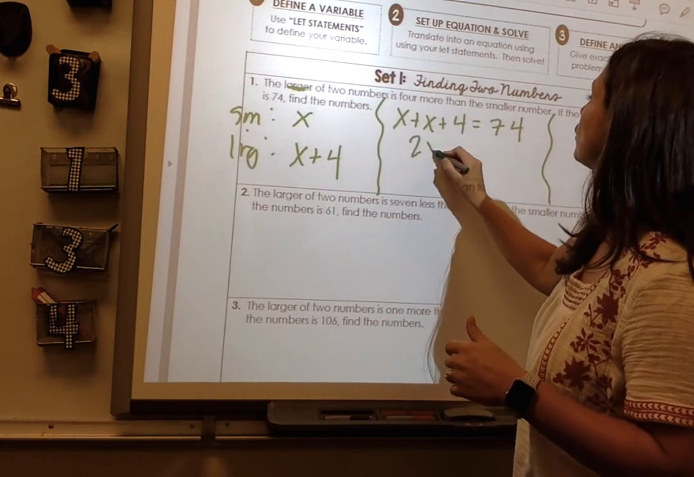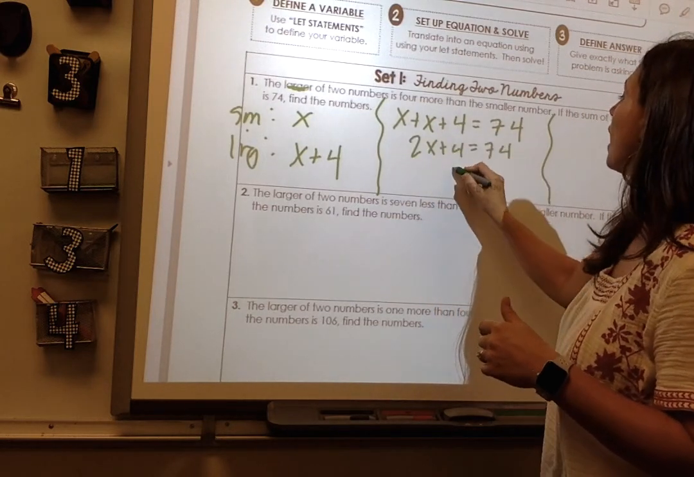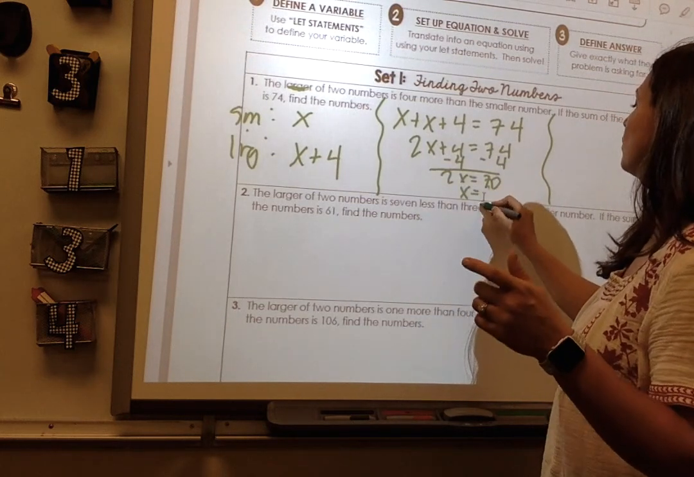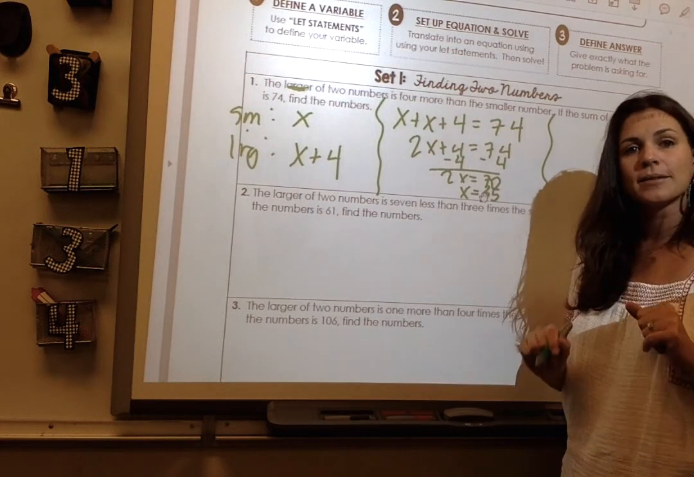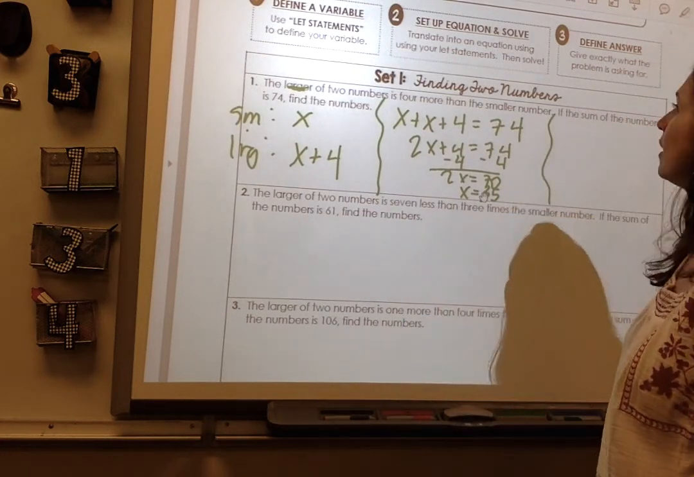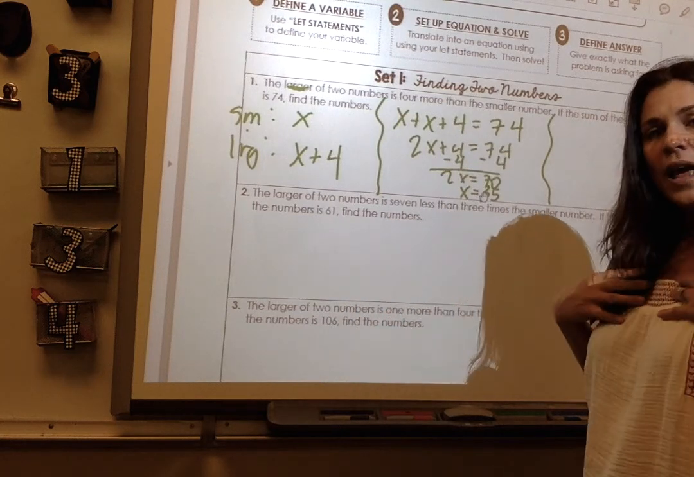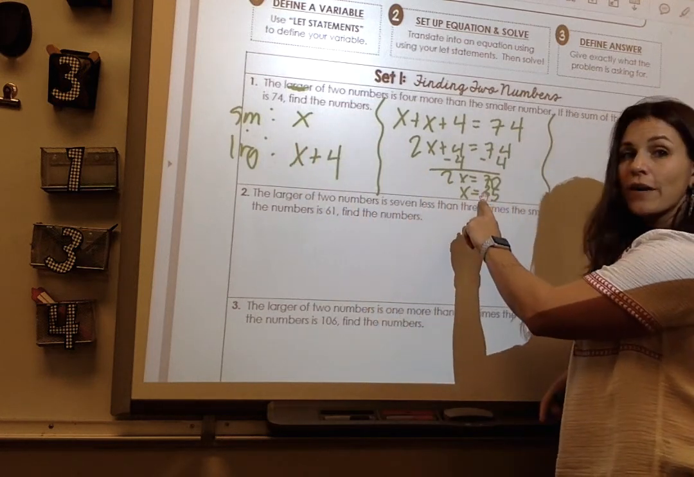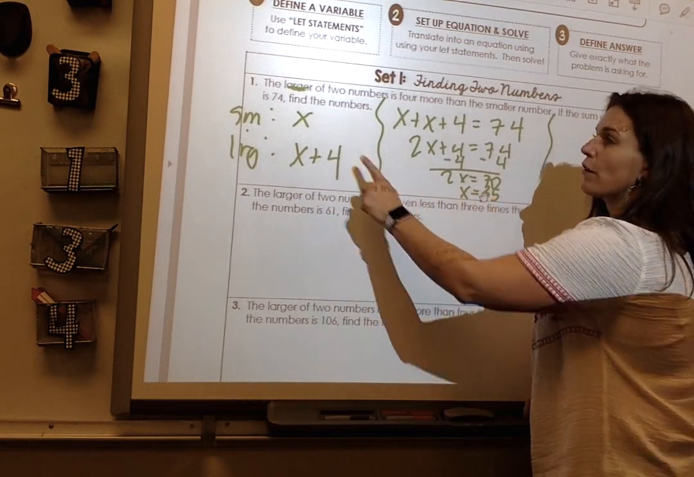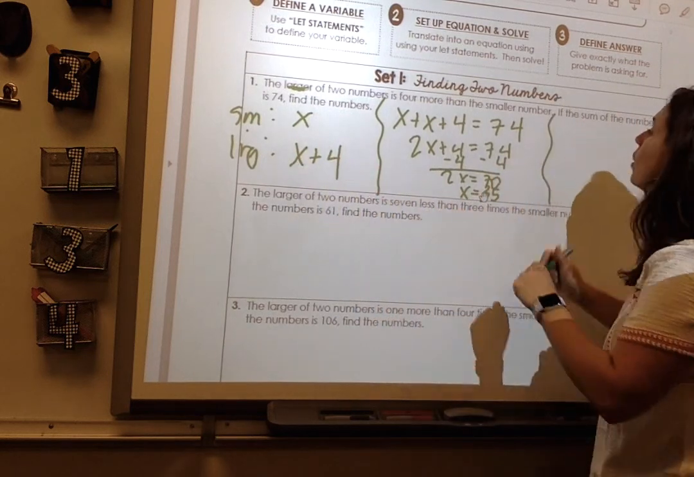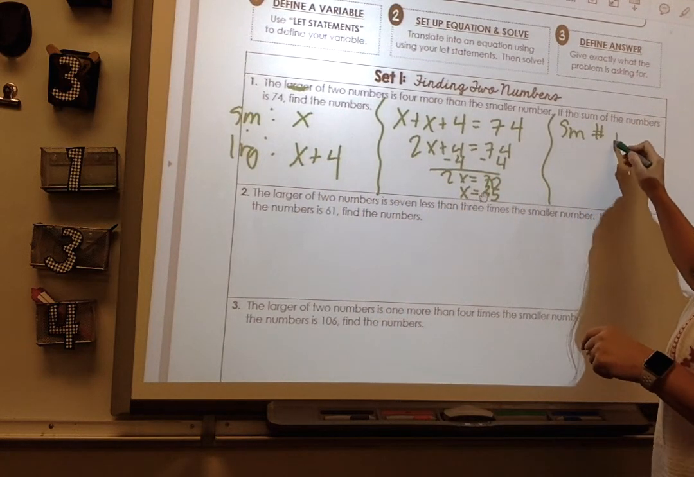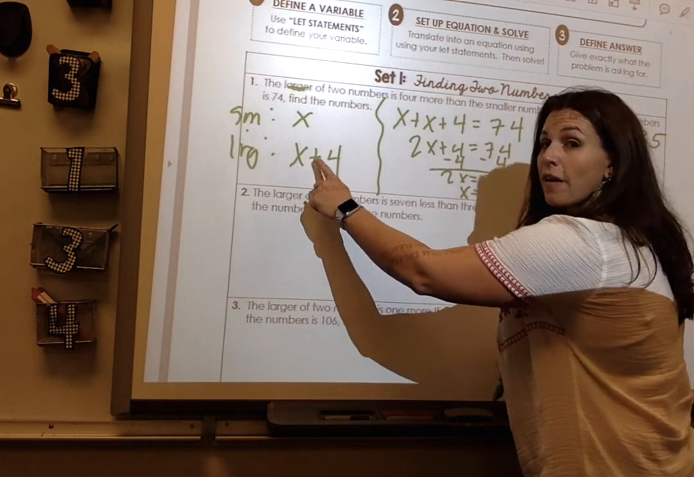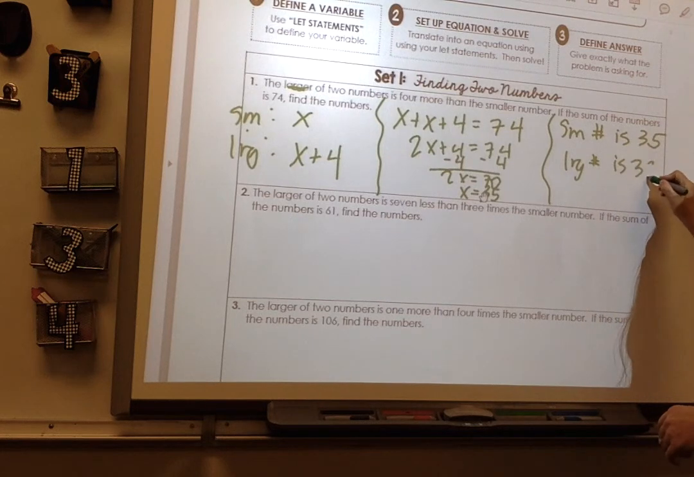So when I solve it, I have 2x plus 4 equals 74. I subtract both sides by 4, and I get 2x equals 70, divide by 2, and x equals 35. So I've solved for x. But my question is asking, find the numbers. So now I have to use this and plug it back in. What does 35 stand for? x equals 35. And what is x? It's my small number. So over here I'm going to put small number is 35. Large number is 35 plus 4, which is 39.